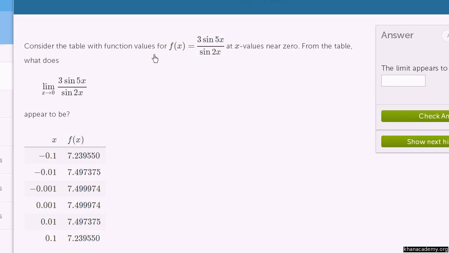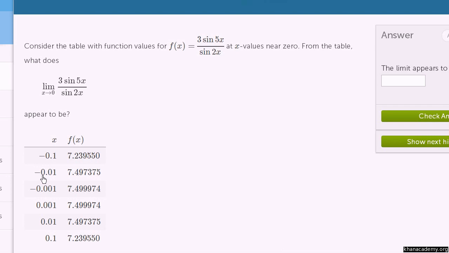Consider the table with function values for f of x is equal to 3 sine of 5x over sine 2x at x values near 0. From the table, what does the limit as x approaches 0 of 3 sine of 5x over sine of 2x appear to be? So what they have is they're approaching 0 from below here. So first x is negative 0.1, and f of x is 7.239550. Then we get even a little bit closer to 0.